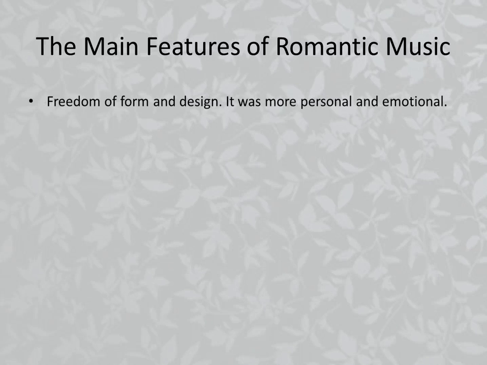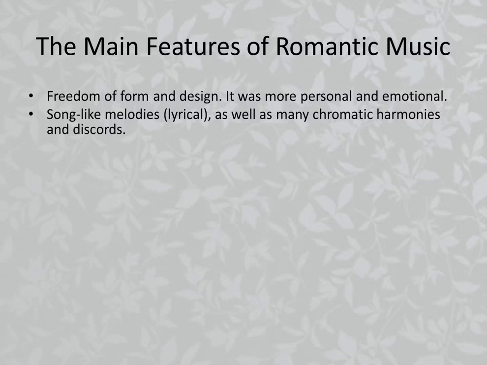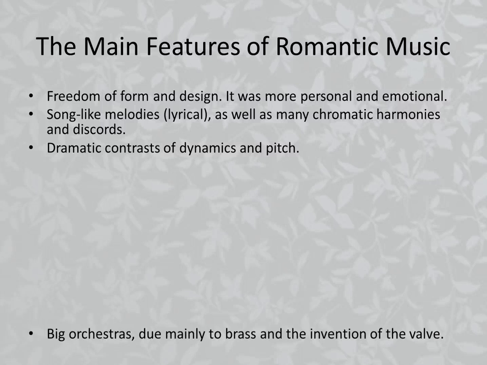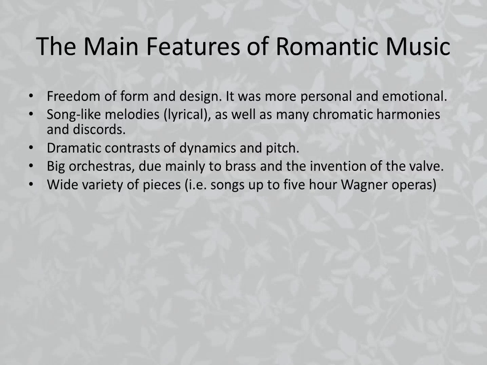Main features of Romantic music was the freedom of form and design. It was personal and emotional at this time. There were song-like melodies, they were lyrical, as well as many chromatic harmonies and discords. So a lot of the music was intentionally made to sound dissonant. Dramatic contrasts of dynamics and pitch. Big orchestras, due mainly to the brass and the invention of the valve. They had to compensate by adding lots and lots of other violins and a string section in there. Wide variety of pieces. For example, up to 5 hours for a Wagner opera. Imagine going to an opera that lasted that long.